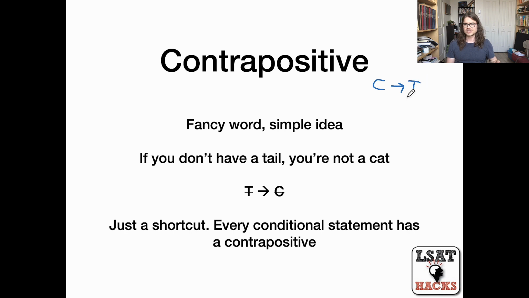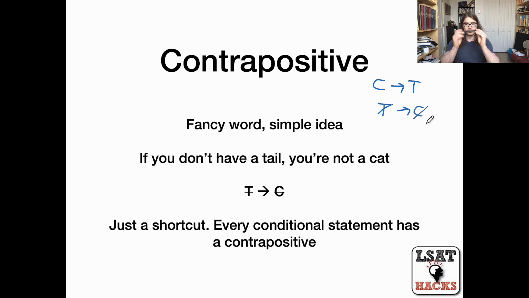So contrapositive just tells you what happens if the necessary condition isn't there. So like, if every cat has a tail, what happens if something doesn't have a tail? What can we conclude? What we can conclude is, since every cat needs a tail, if you're missing the tail, it's not a cat. That's it.